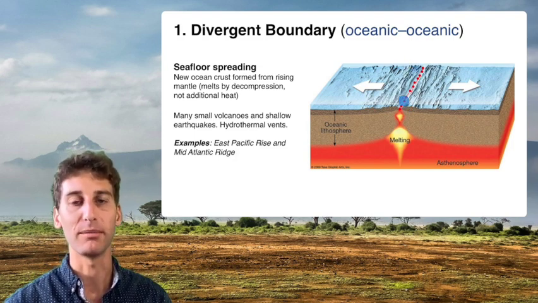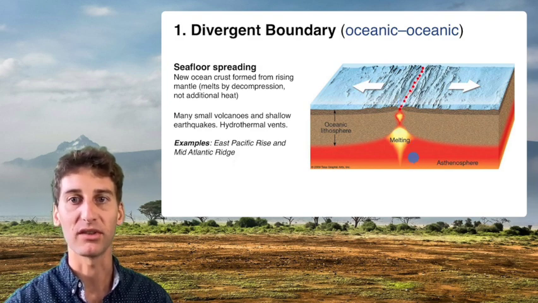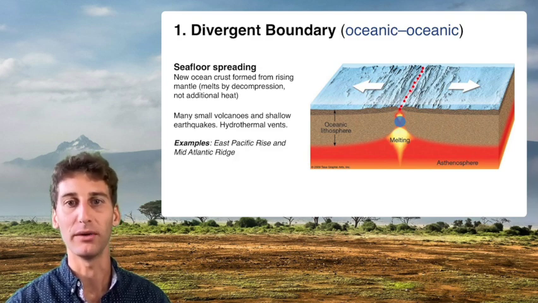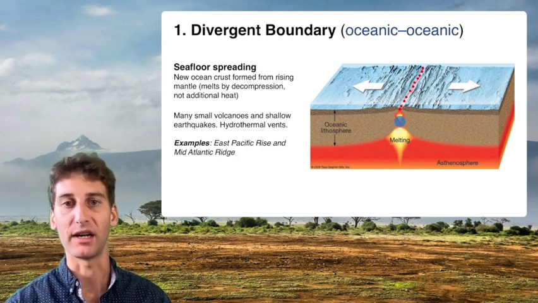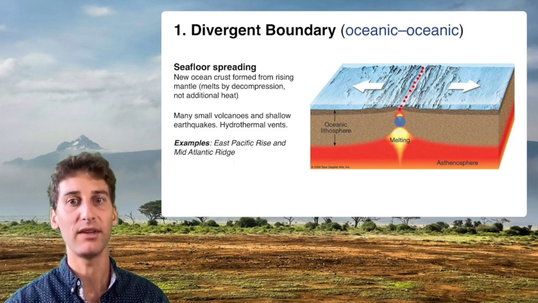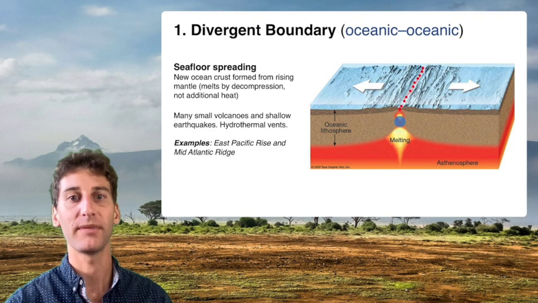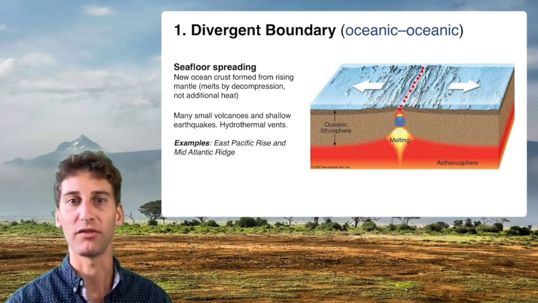As plates are being pulled apart, magma from the asthenosphere is coming up, and it's melting due to decompression. So the high pressure in the mantle is the main thing that's holding the mantle in a solid state. Once that pressure is relieved as the plates depart, then you can form magma. That magma rushes up, it forms new crust, creates conditions for hydrothermal vents.